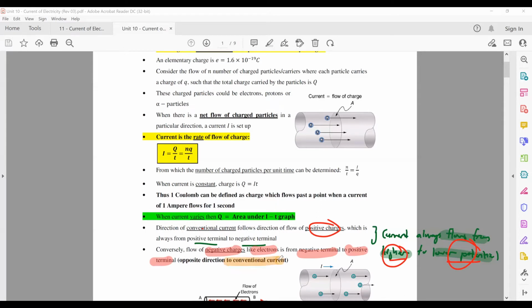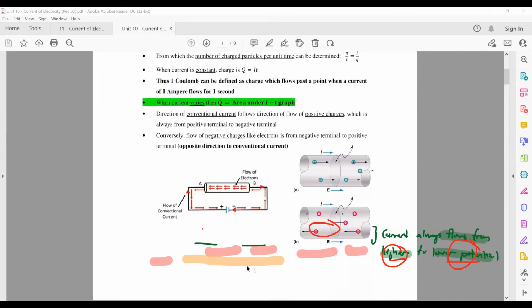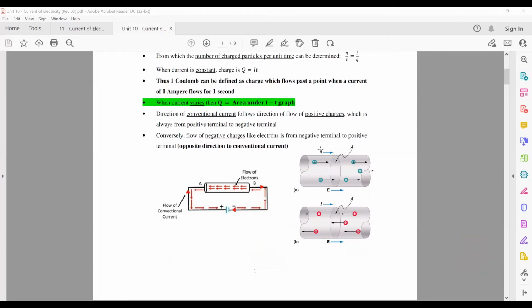In other words, always just think of it this way: negative charges will always be flowing in the opposite direction to conventional current. Conventional current is flow of positive charge from positive to negative terminal. Flow of negative charges like electrons will always be the direct opposite. It goes from negative to positive instead, opposite to the flow of positive charges. So right here, if you look at the diagram, this is your battery.